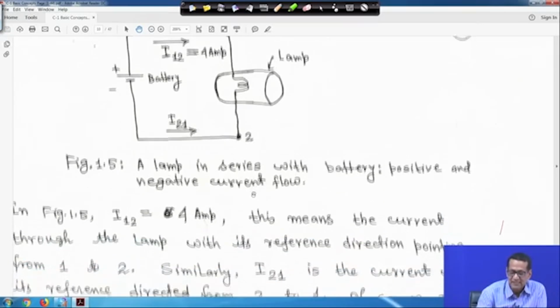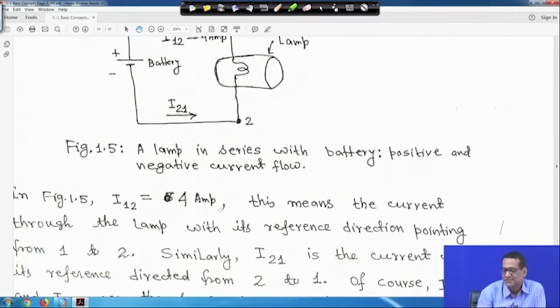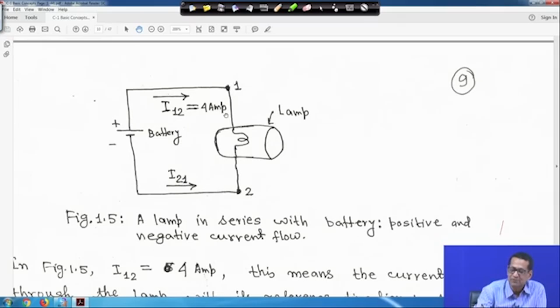So, in this figure I 1 2 is 4 ampere, this means the current to the lamp with its reference direction pointing from 1 to 2. This is the reference direction 1 to 2, that means current is flowing 4 ampere from 1 to 2, positive, right. But if you take the other way, from 2 to 1, it will just have a negative sign, it will be minus 4 ampere, just a reversal of the direction, because here we have taken I 1 2, here we have taken I 2 1.